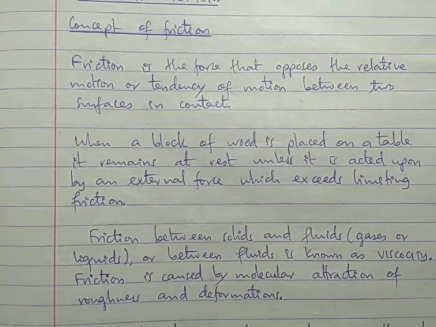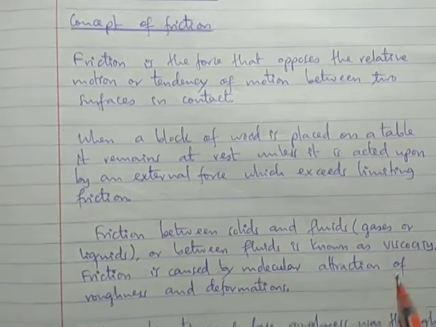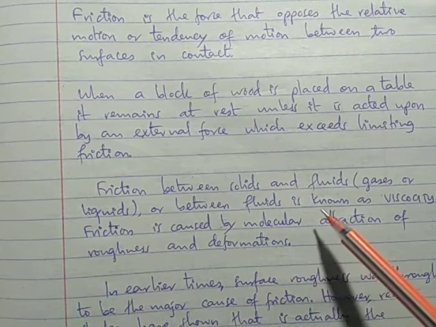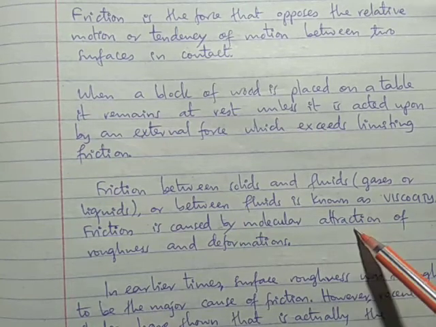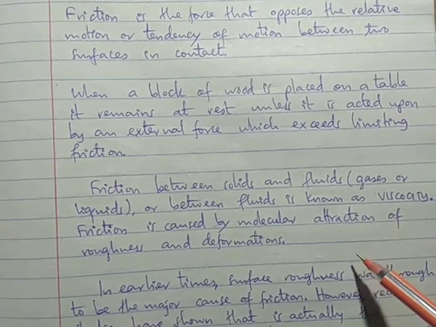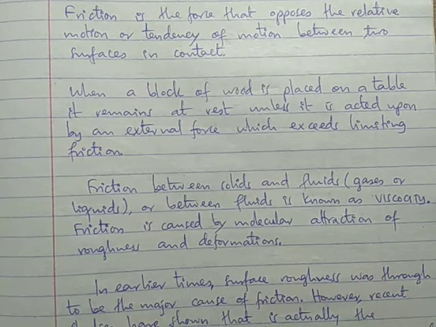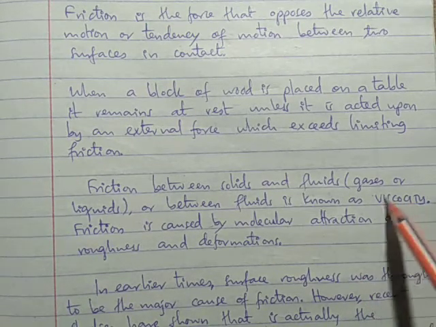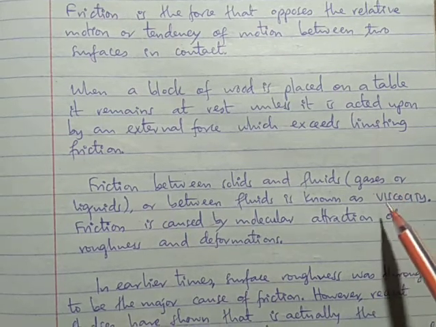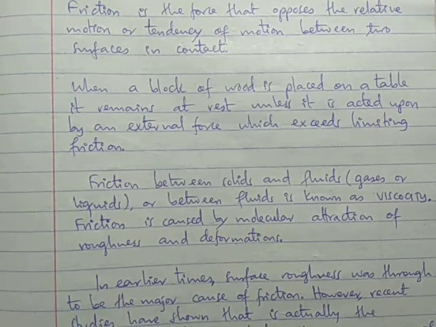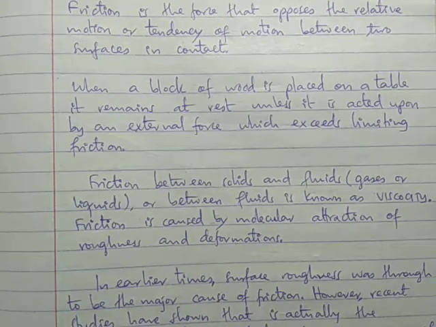So friction between solids and fluids, that means gases or liquids, or between fluids, is known as viscosity. I know you know a common example, which is honey. Honey is very viscous. If you try to pour honey, you find it does not flow easily. That is because of viscosity. So viscosity is friction between either solid and fluid, or between the fluids themselves. When we say fluid, it includes gases and liquids.